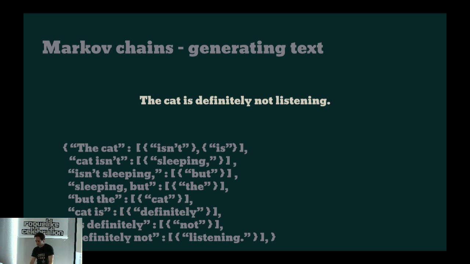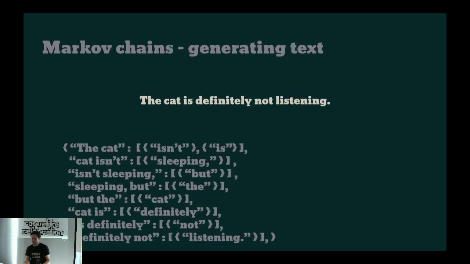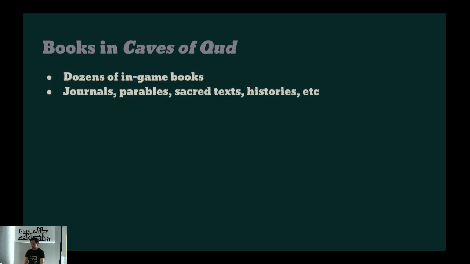So let's see here. They're really simple Markov chains to build, and what makes them interesting is really the clever choice of a corpus rather than the rules of actually generating the text. So to talk a little bit about books in Caves of Qud, we actually already have a concept of books in Caves of Qud. There are dozens of static books in the game. So there are things like journals, parables, sacred texts, histories.